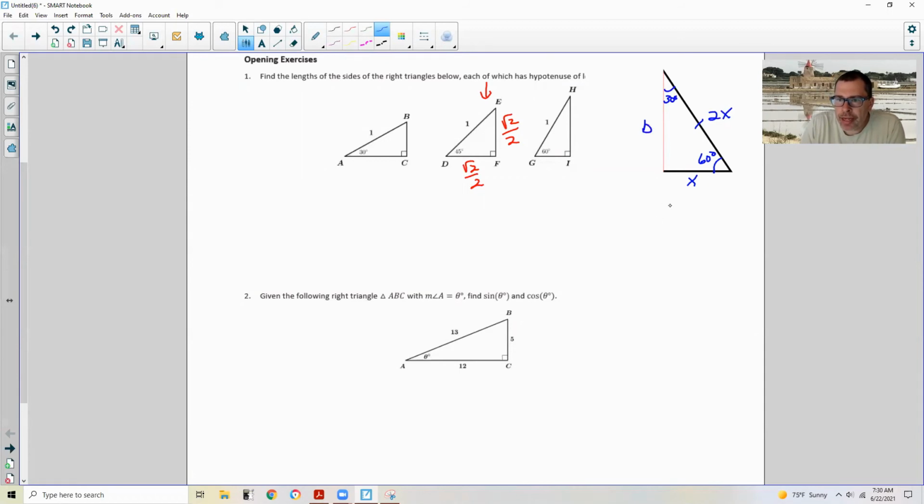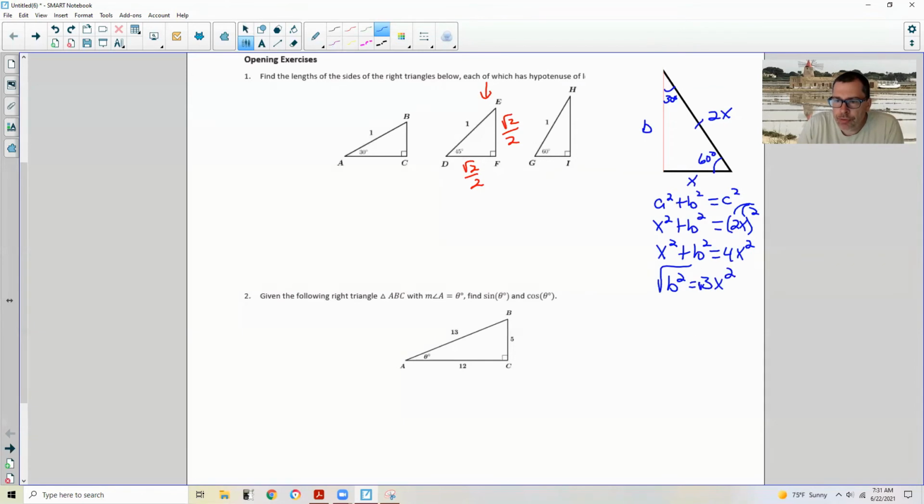So I'm going to say this is a. So a squared plus b squared equals c squared. A is x, b is still b, we don't know that, and c is 2x, okay? So when I do this, I'm going to get x squared plus b squared equals, and then I distribute this 2, and I get 4x squared. All right, I'm going to subtract an x squared over to the other side, so b squared is going to equal 3x squared, 4x squared minus 1x squared.